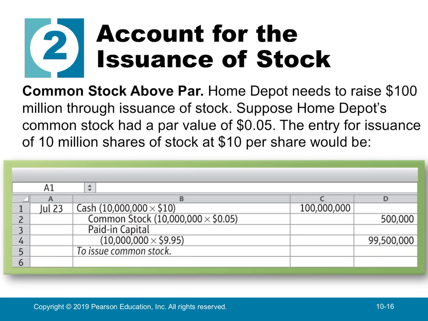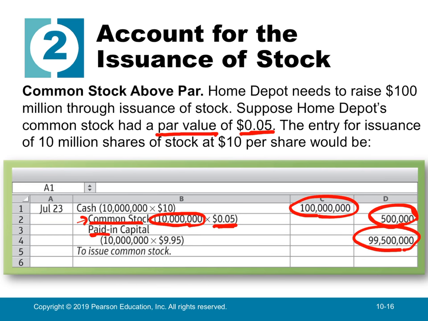But what happens if Home Depot has a stock with a par value of 5 cents per share? Very similar to what we just did, but the difference is the cash amount is still going to be the same, while we credit common stock at the par amount. So 5 cents per share times 10 million shares is $500,000. The remaining amount goes into an account called paid in capital. So the remaining $9.95 times 10 million shares, or $99,500,000, goes into paid in capital. This is just another type of account under stockholders' equity. That's the only difference between this slide and the previous one.